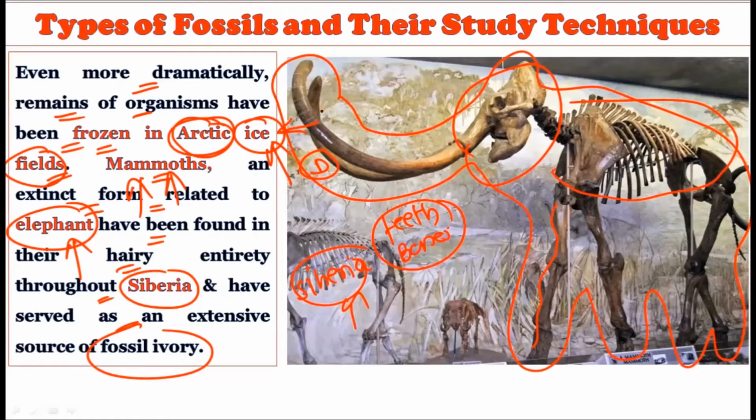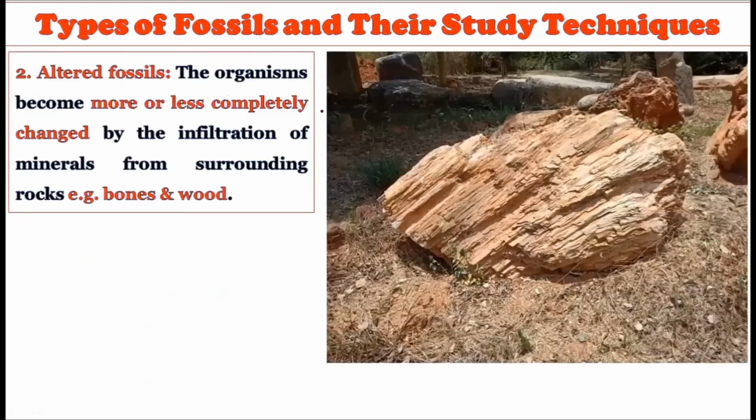So this is the biggest example we can have for the unaltered fossil. As it is a fossil, the whole body of the organism is preserved as it is, and that is why it comes under the unaltered fossil. Okay, now see, the second one is called the altered fossil. As the name suggests, the fossil will get altered. It will get changed over a period of time.